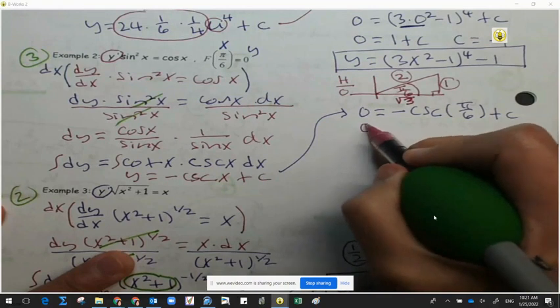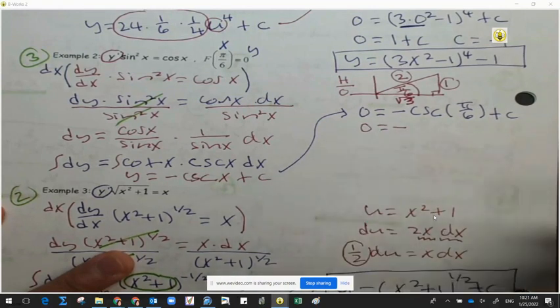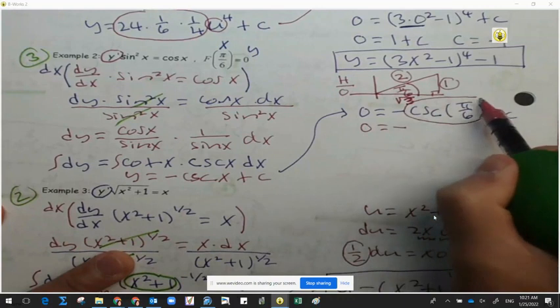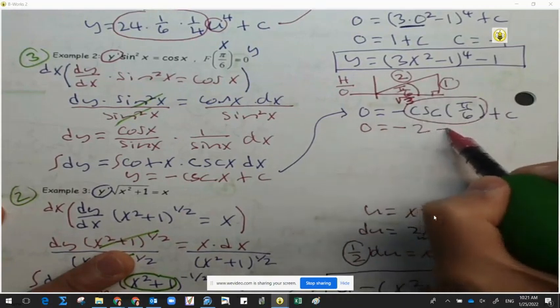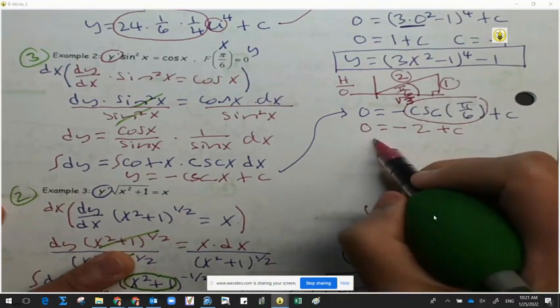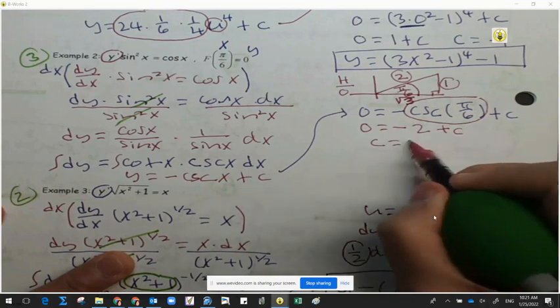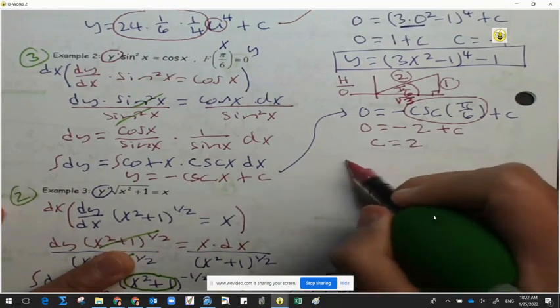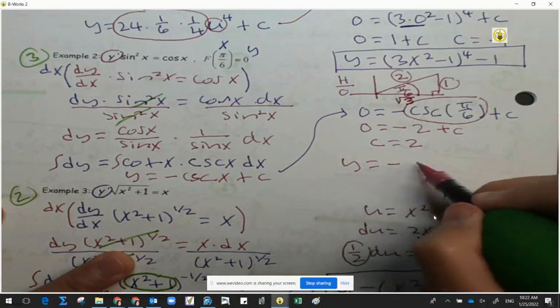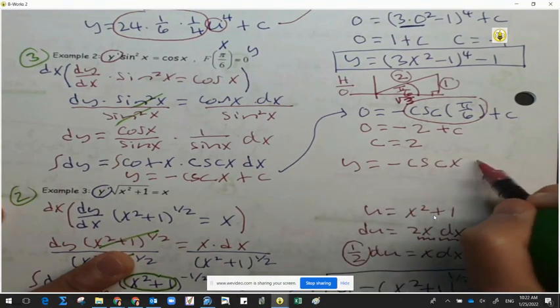So let's write in here, 0 is equal to negative, just the cosecant of pi over 6 is 2 over 1, so 2, plus c. So that lets me know c has to be how many? 2. So our final answer is y is equal to negative cosecant of x plus 2.